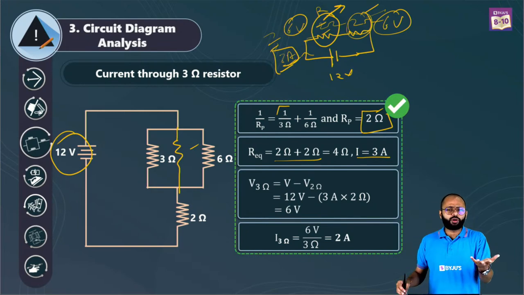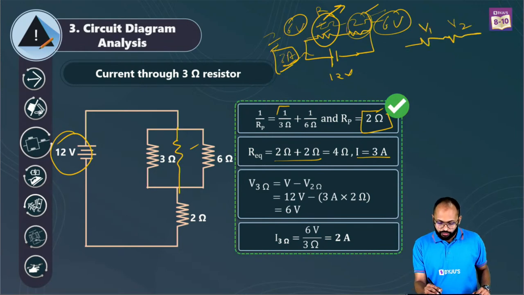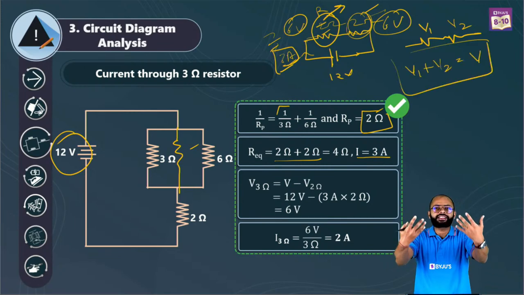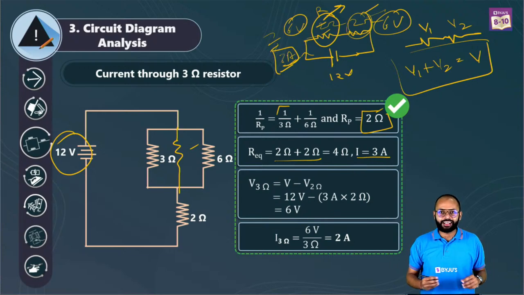And in series, you know this thing, right? You know in the series, what happens? In series, if you have 2 resistance, on one it is V1, on second is V2. So V1 plus V2 is what? The total voltage, right? This is how we start a thing, right?